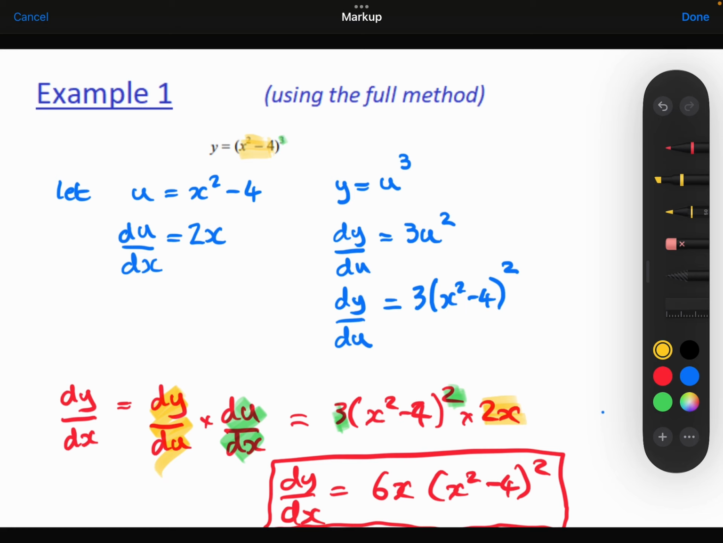So just to repeat one more time, I look at the outside function first, which in this case was the cubed, and I differentiate that. So I get 3 lots of whatever's on the inside, in this case x squared minus 4, so 3 lots of that squared. I then multiply by the derivative of the inside function, which is the 2x.